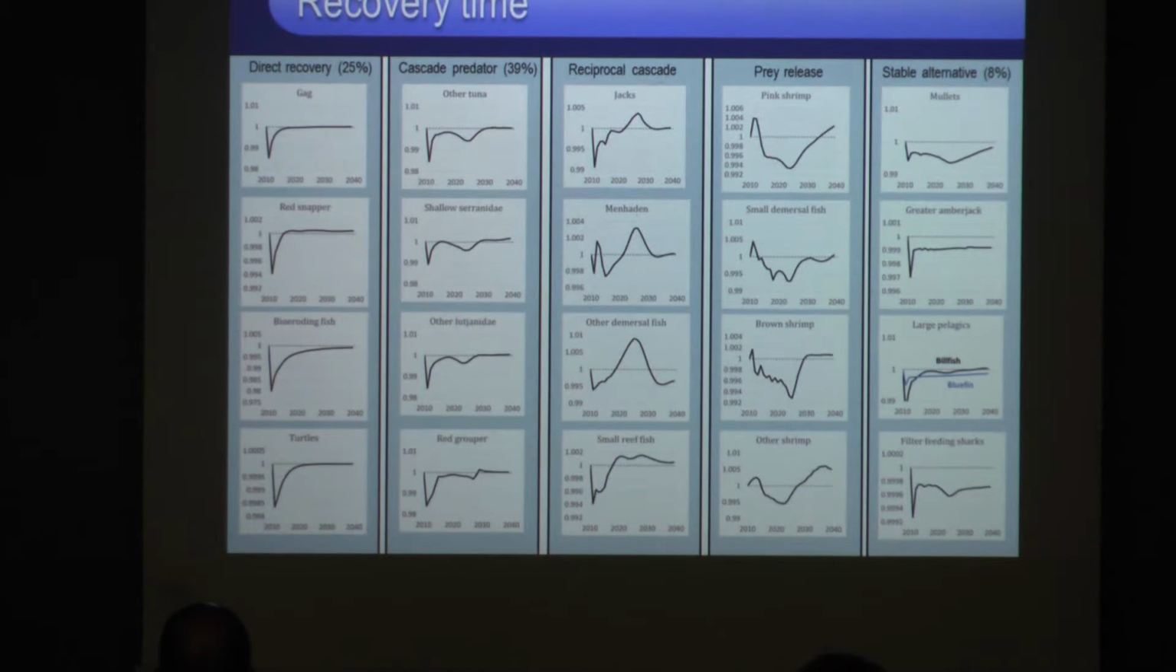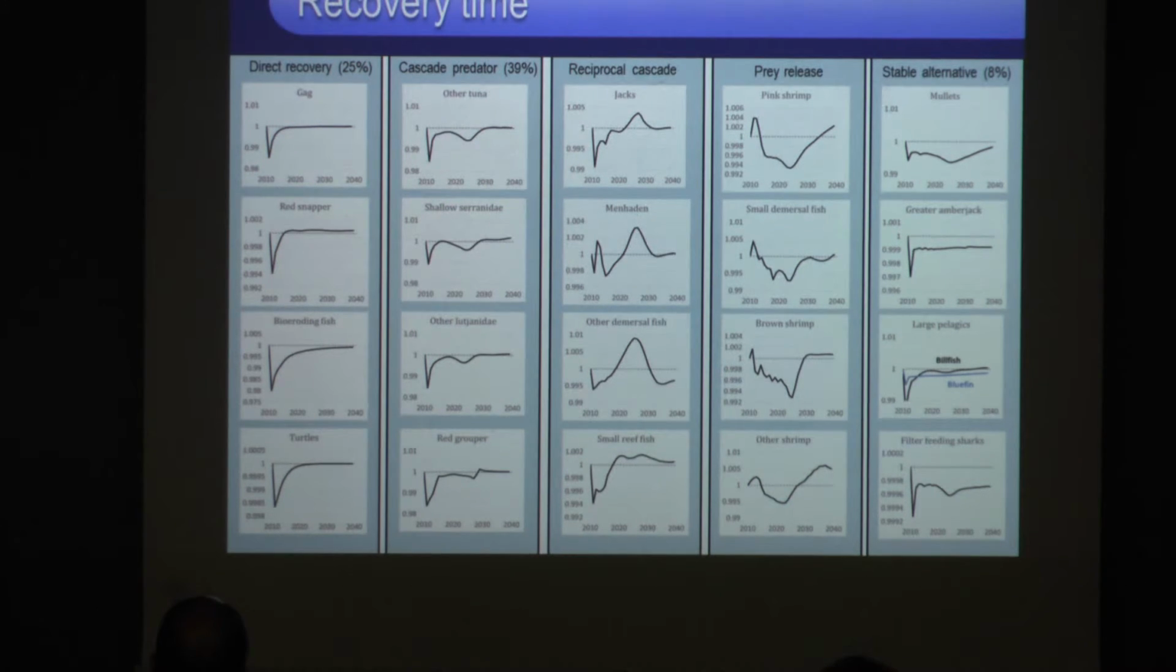So these are individual species. You can classify the results in a few different patterns. This is what I call direct recovery here. So there's an initial decrease. This happens in about 25% of our groups: an initial decrease and then a direct recovery to the pre-spill condition.